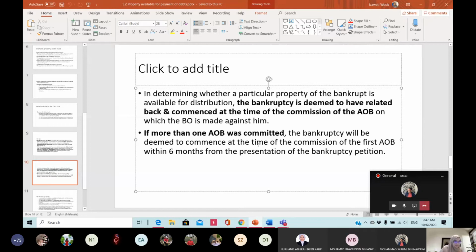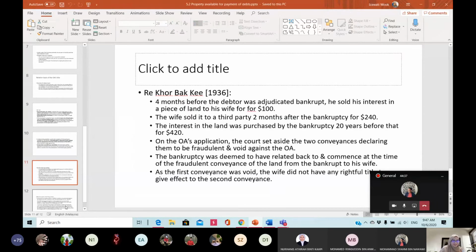So let us look at cases, in order to understand this better. There are many cases on this. For this lecture we will look at just two. Okay, the first case is Rihorbaki.